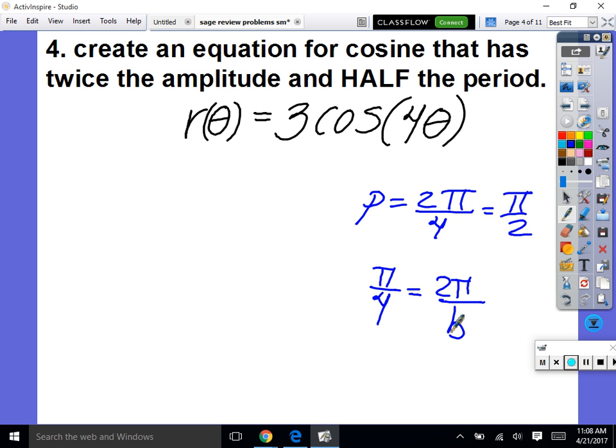Now I'm going to solve for b. So I'm going to multiply by b, multiply by 4. So that's b pi equals 8 pi. And I'm going to solve for b, so b is 8.